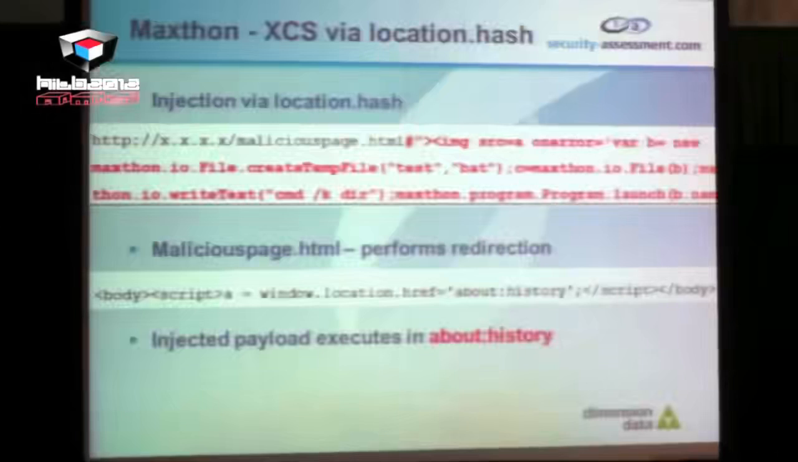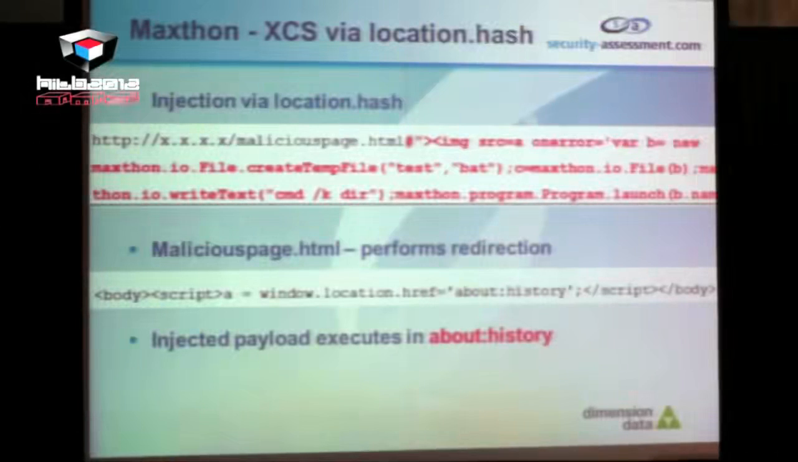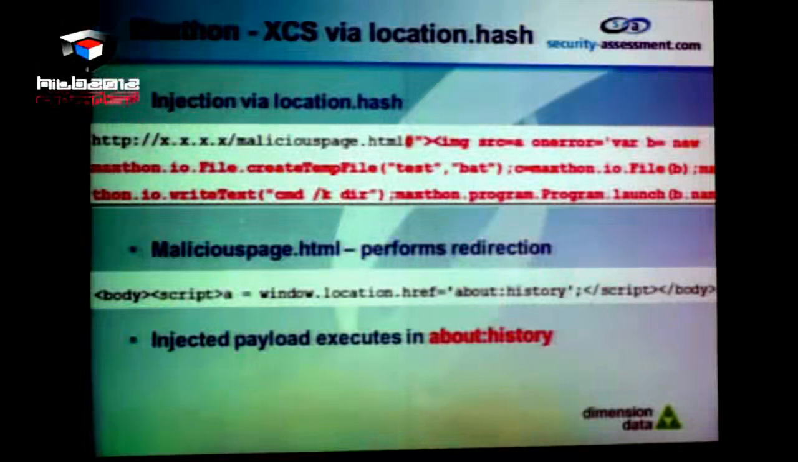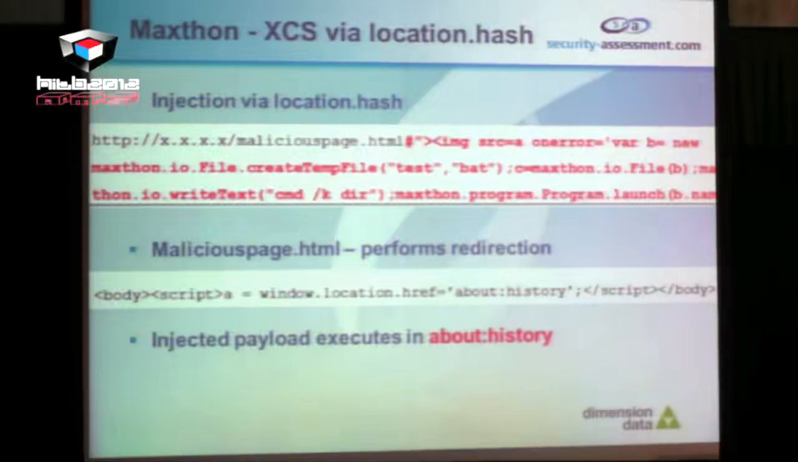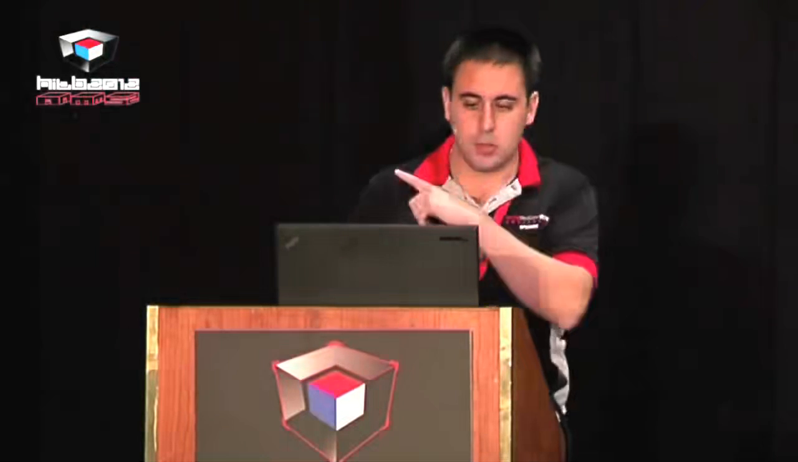This is an interesting one. You can do the injection after the location.hash. The red part you see there is the malicious payload. That malicious payload is rendered into the about history, which is very similar to the Opera history bug I found. The most important thing here is that the payload is rendered in the about history. Then the malicious page.html does a redirection from the internet to the about history to trigger the content which has been injected.